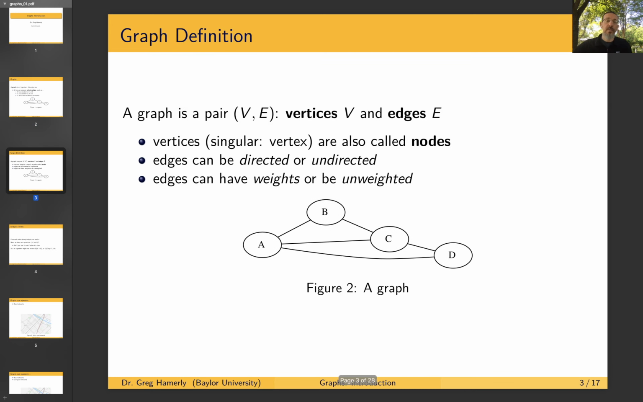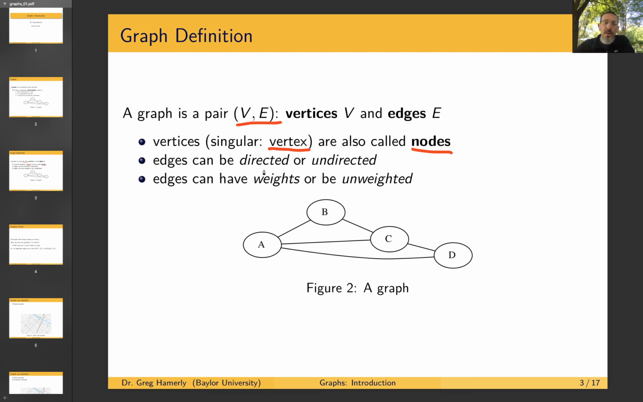distant relationships. More formally, a graph is mathematically defined as a pair V and E, where V is the set of vertices and E is the set of edges. And the vertices are also called nodes. And I want to point out that when you're talking about multiple vertices, we can say vertices or vertexes, but the singular is always vertex.